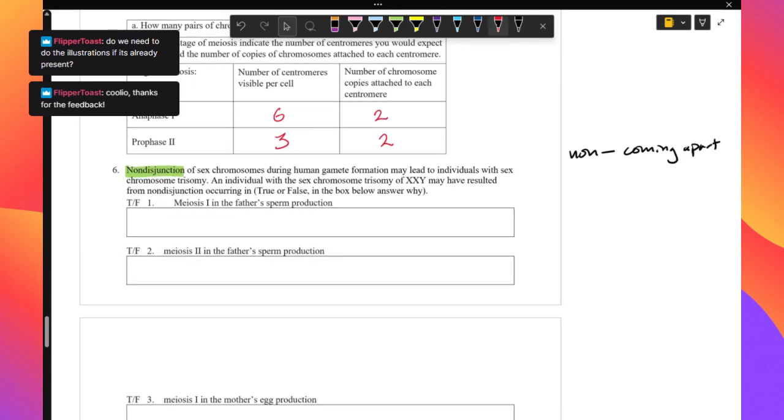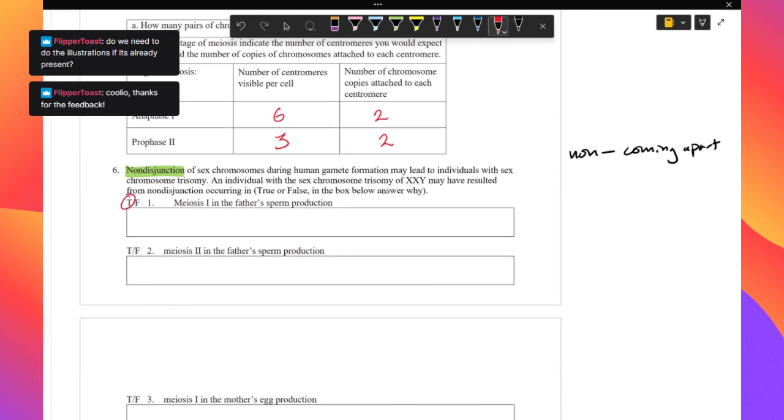So this could be true. Meiosis 1 in sperm production would result in some gametes with both an X and a Y, and some with neither X or a Y. Some with both XY, some with neither. If an XY sperm fertilized an egg carrying an X chromosome, then an XXY individual would be produced.